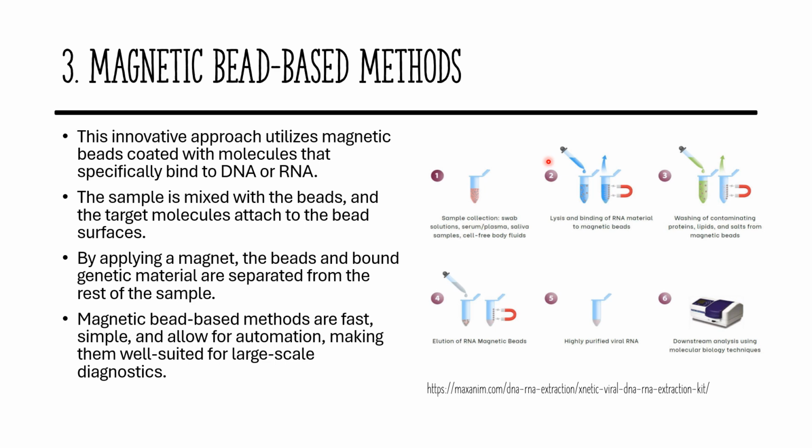3. Magnetic bead-based methods. This innovative approach utilizes magnetic beads coated with molecules that specifically bind to DNA or RNA. The sample is mixed with beads and the target molecules are attached to the bead surfaces. By applying a magnet, the beads and bound genetic material are separated from the rest of the sample. Magnetic bead-based methods are fast, simple, and allow automation, making them well suited for large-scale diagnosis.